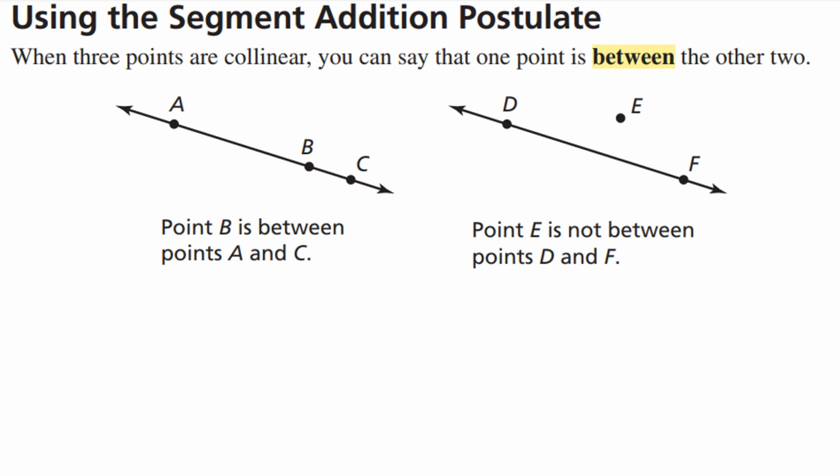All right, segment addition postulates. If 3 points are collinear and otherwise you're on the same line or same line segment, you can say that one point is between the other two. So, for example, point B is between points A and C. And then another example, point E is not between points D and F, right? They don't lay on the same line.